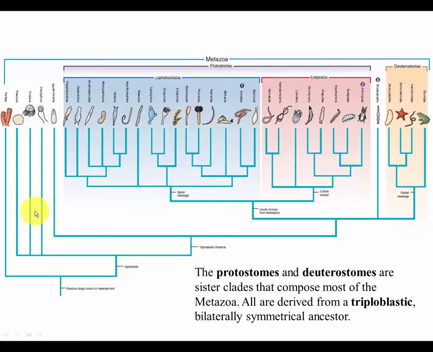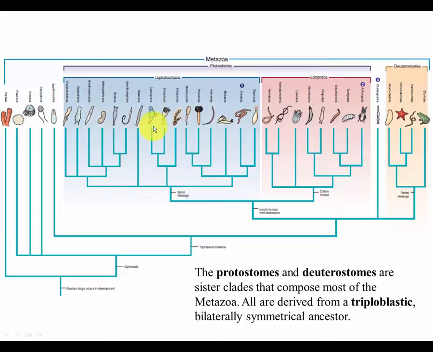Almost all of the metazoans are derived from an organism that is triploblastic, that is, it has three tissue layers, and developed bilateral symmetry. There are a few groups of animals that have secondarily lost bilateral symmetry over evolutionary time, but essentially all of the organisms we're going to be talking about from here on are bilaterally symmetrical and cephalized.